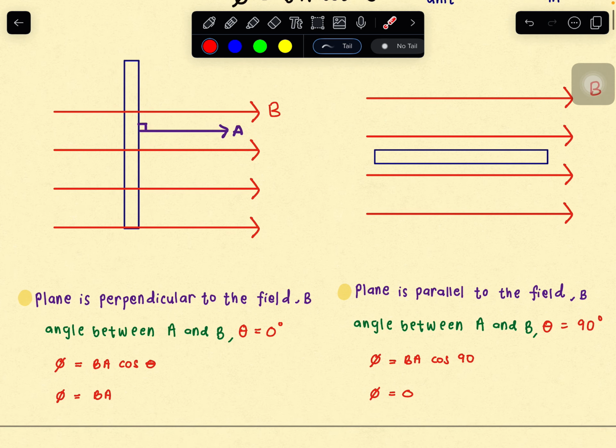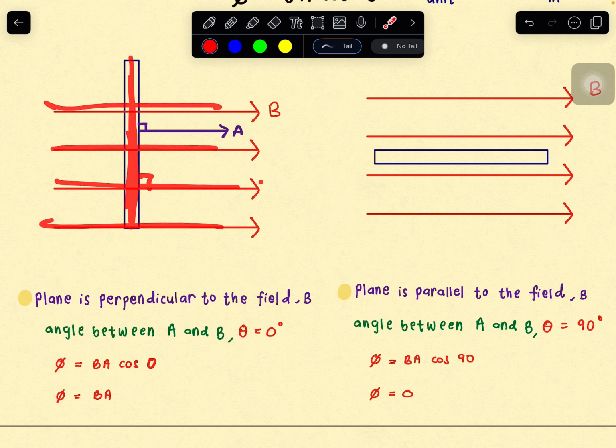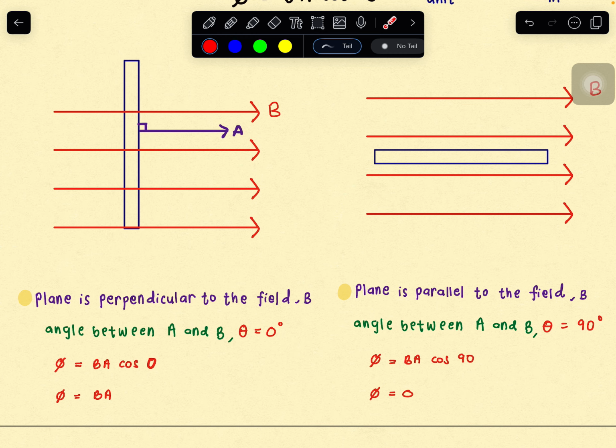So dalam case ni, as you can see, the magnetic field and the area, the angle between them is equal to 0. They are basically parallel to each other. So cos 0 here, cos 0 kalau kamu tekan will be equal to 1. So kita punya magnetic flux will be the maximum. Okay, so bila plane kita ni perpendicular to the magnetic field, the flux will be at the highest, at the maximum lah. Semua akan pass through the plane ataupun the area.